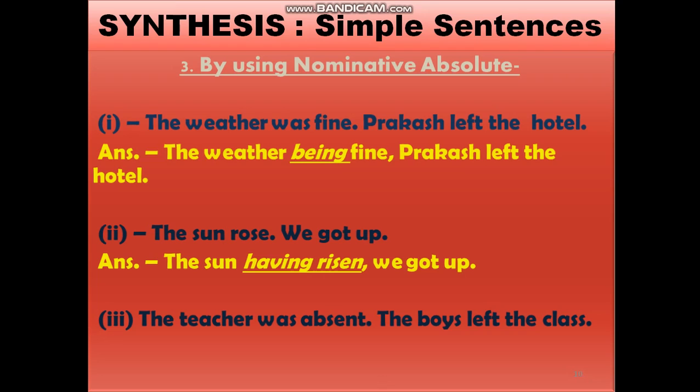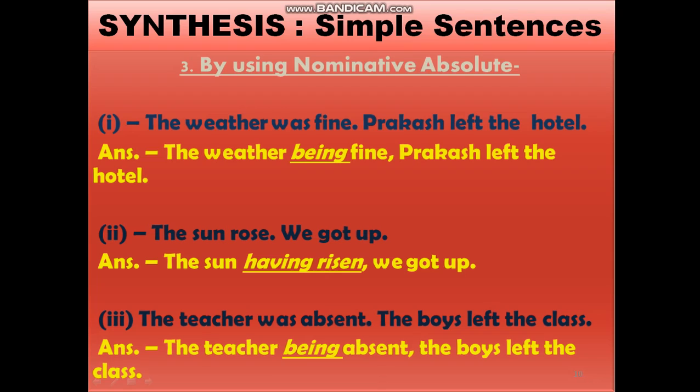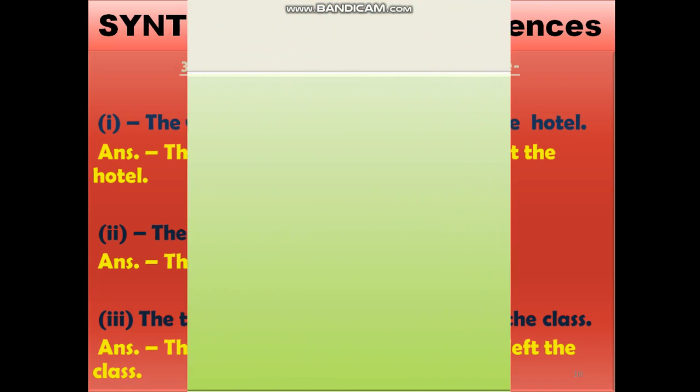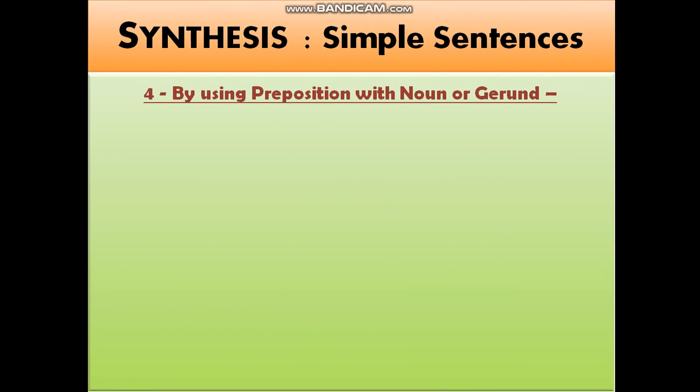Now we have the third sentence. The teacher was absent. The boys left the class. Here was is given, so we will use being. The teacher being absent, comma, the boys left the class. This is how we use nominative absolute. We use being or having. Being in case of is, are and was verb, and having in case of the verb in its second form.